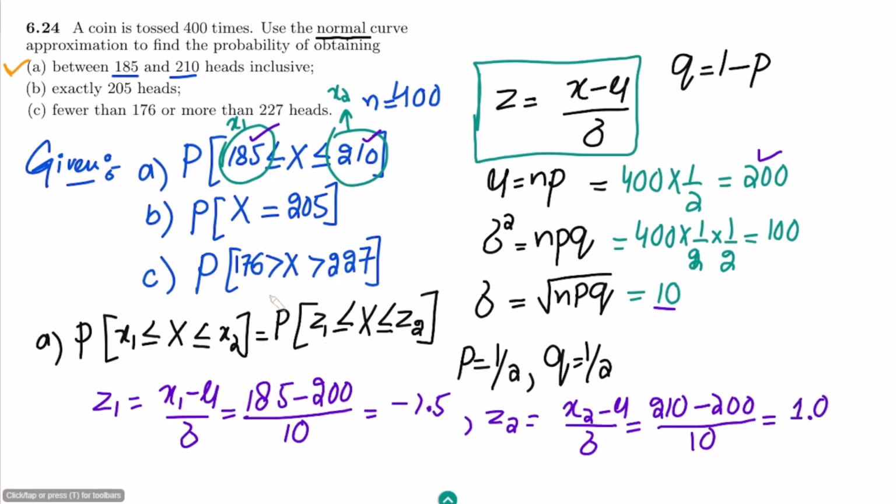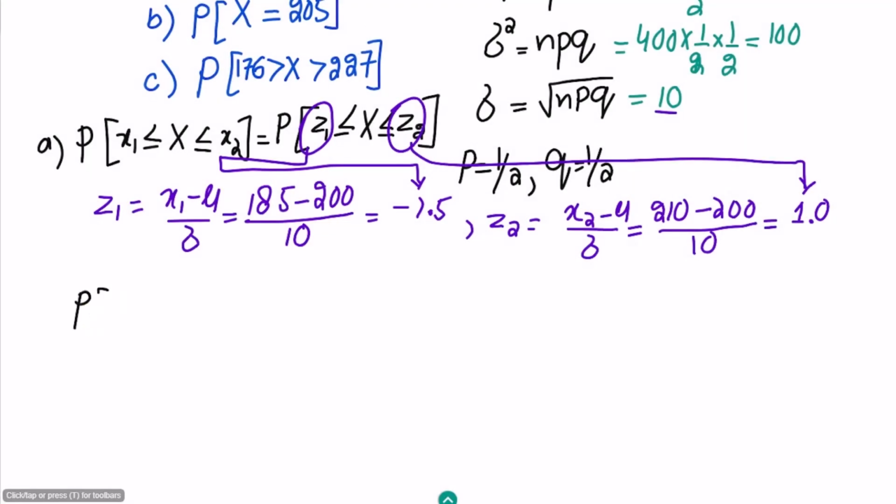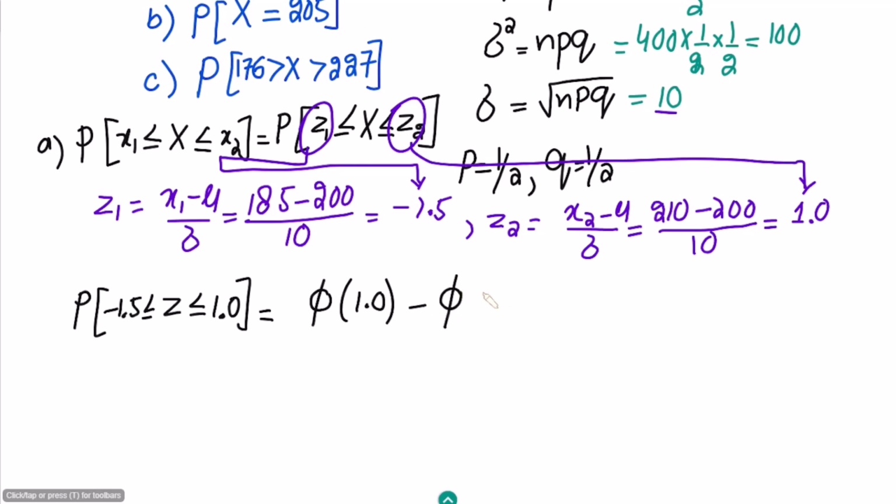Okay, so the values of z1 and z2 are known. The value of z2 is here while the value of z1 is here. Okay, let me move down somehow. Solving it, we will get the probability that z is greater or equal to minus 1.5 and less than or equal to 1.0. So we have to find in the z distribution table phi of 1.0 minus phi of minus 1.5.